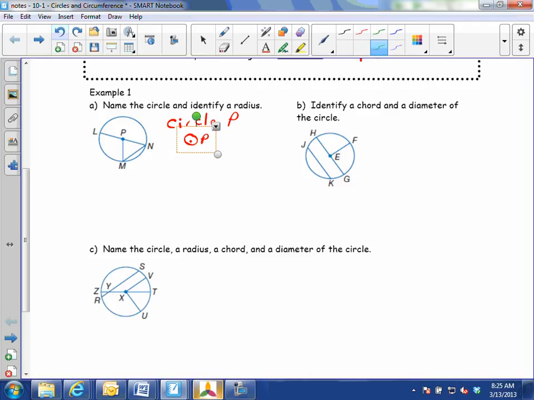Okay, anyway, tell me, name a radius in this circle. Okay, one. Give me another one. I know it only asks for one, but let's ask for another one.